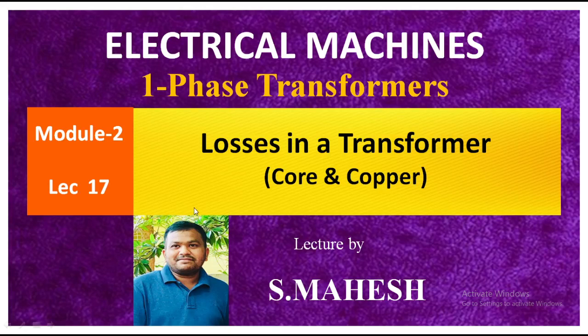Hello everyone. In this session, I am going to discuss the detailed concept of losses in a transformer. We all know that the losses in a transformer are due to winding resistance, which gives copper losses, and due to the core, which gives core losses, or iron losses. In this session as well as in the coming session, we are going to discuss the important observations regarding core losses.